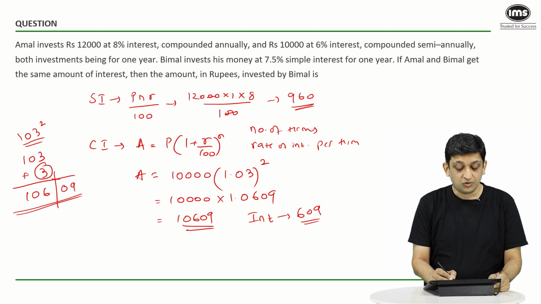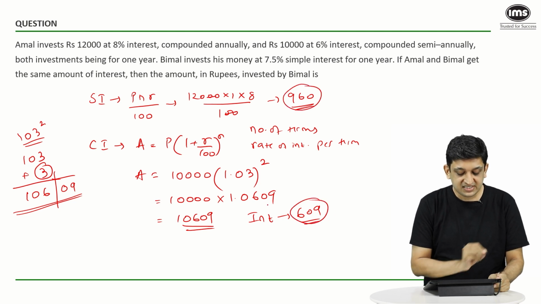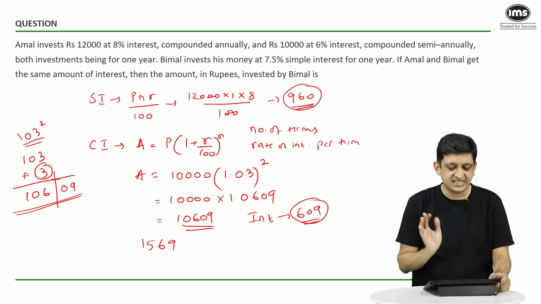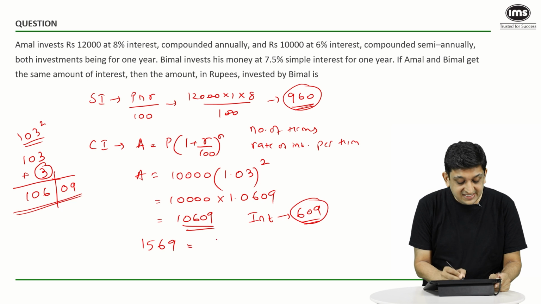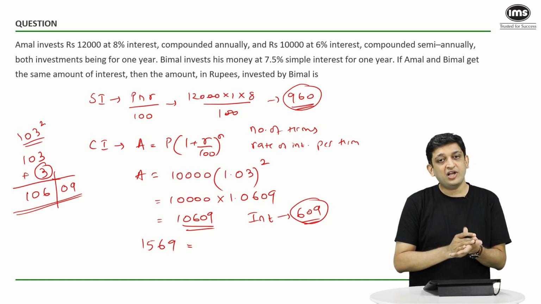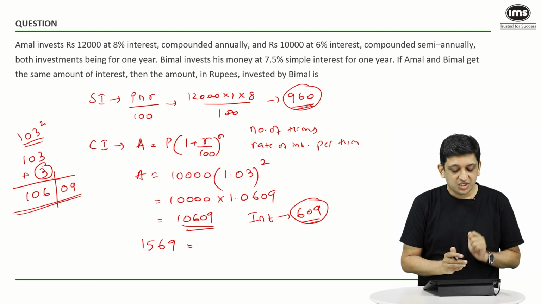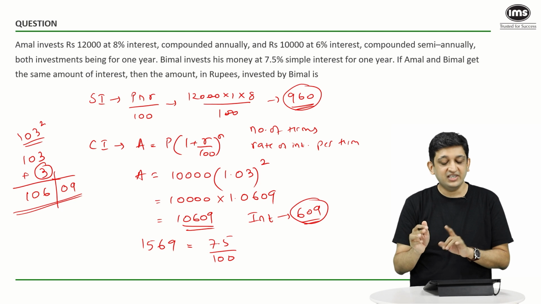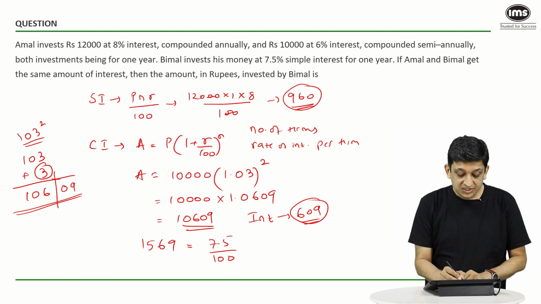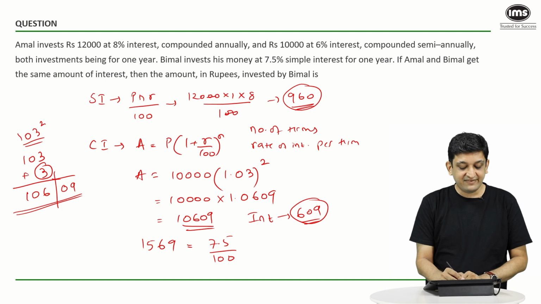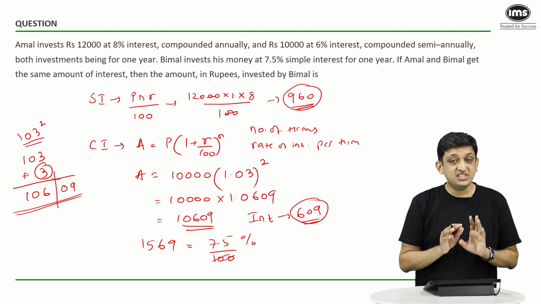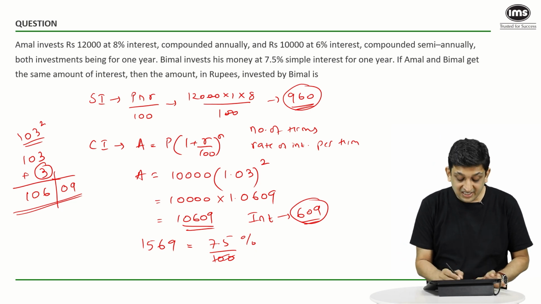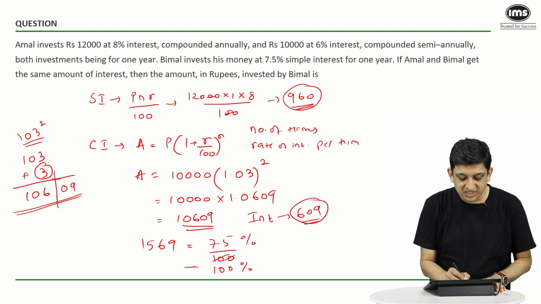What is the total interest now? 960 from here, 609 from here. So if you add them, you are going to get 1569, a very awkward number, but 1569 nonetheless. Now this 1569 is nothing but the interest that would have been earned by Bimal according to this question. So 7.5% of whatever was invested by Bimal for 1 year is going to be 1569. So the point is, if 1569 is 7.5%, then what was the amount invested by Bimal? 7.5% of Bimal's principal is 1569. Then what is going to be 100% of Bimal's investment?